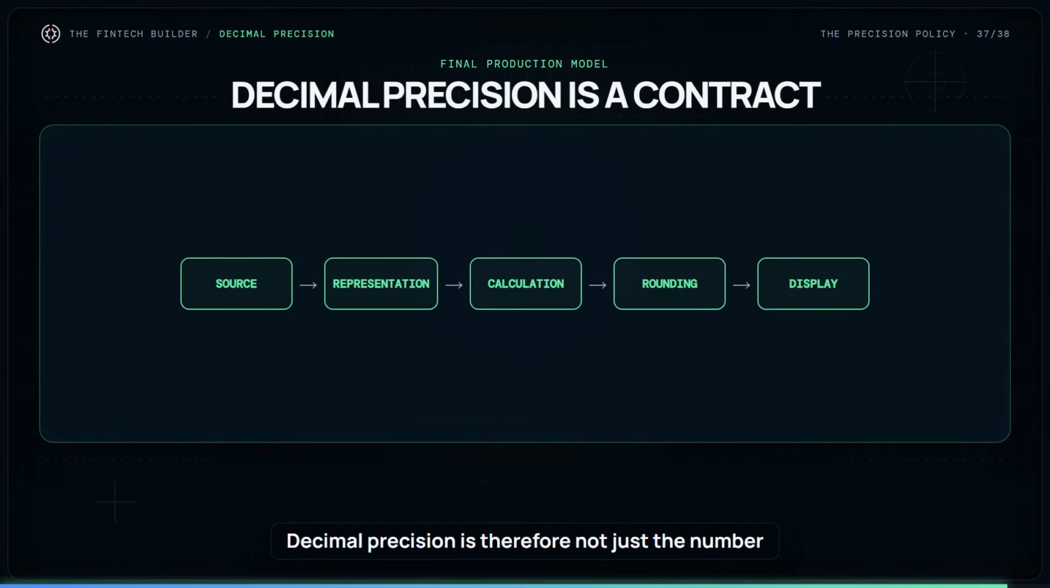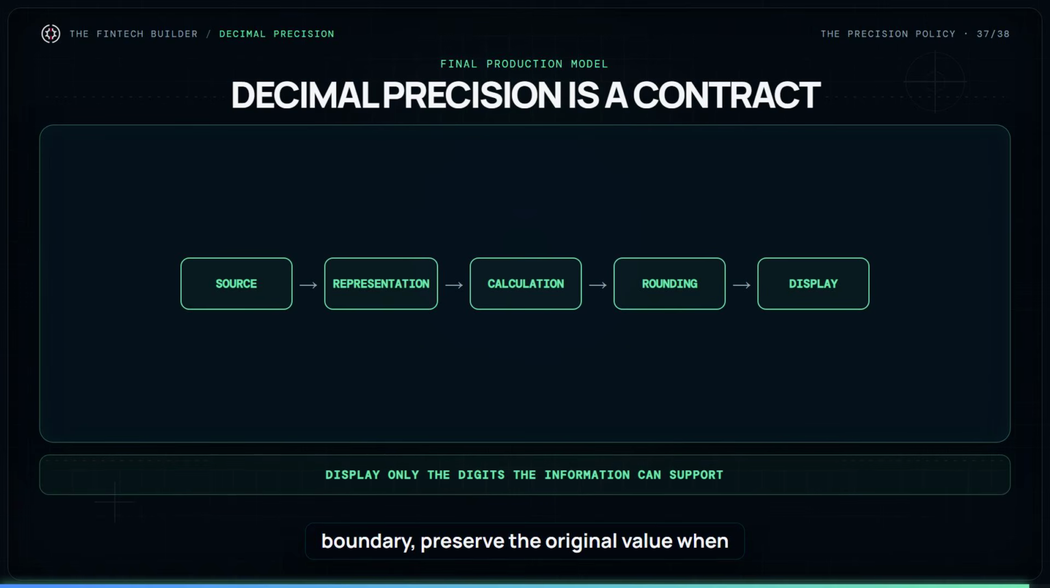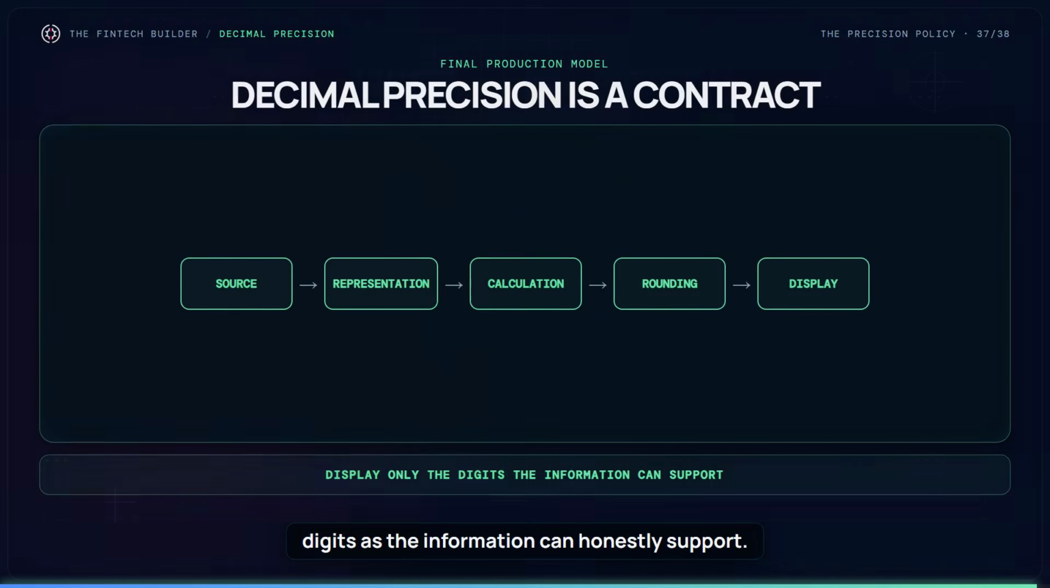Decimal precision is therefore not just the number of digits after a decimal point. It is a contract connecting the source data, the numeric representation, the calculation, the rounding rule, and the final display. The safest principle is simple: calculate with appropriate internal precision, round at a declared boundary, preserve the original value when auditability matters, and display only as many digits as the information can honestly support.